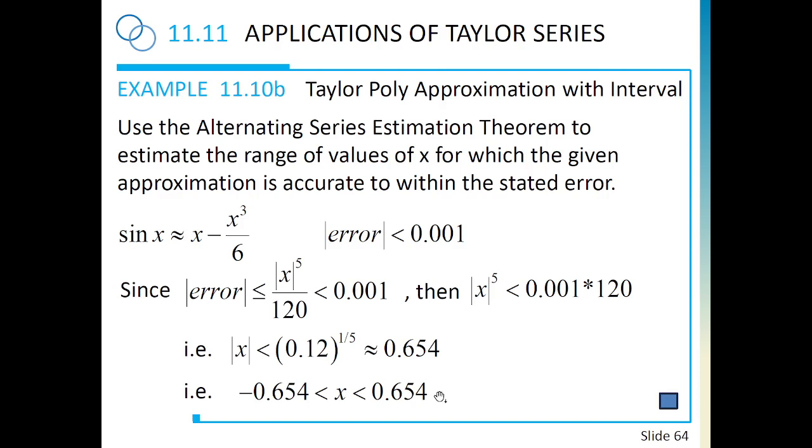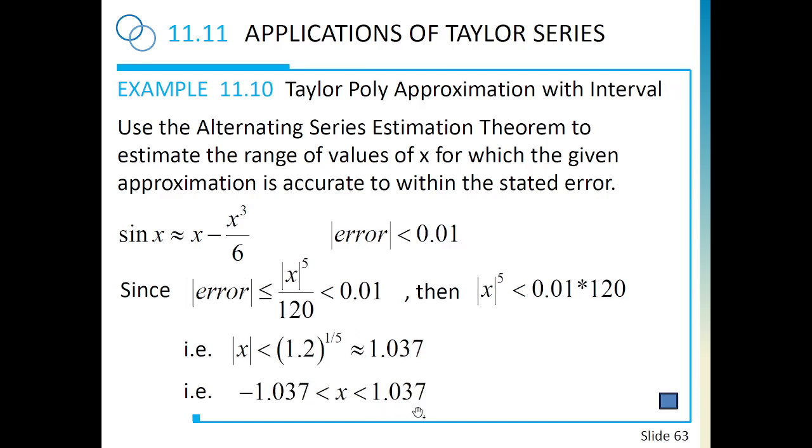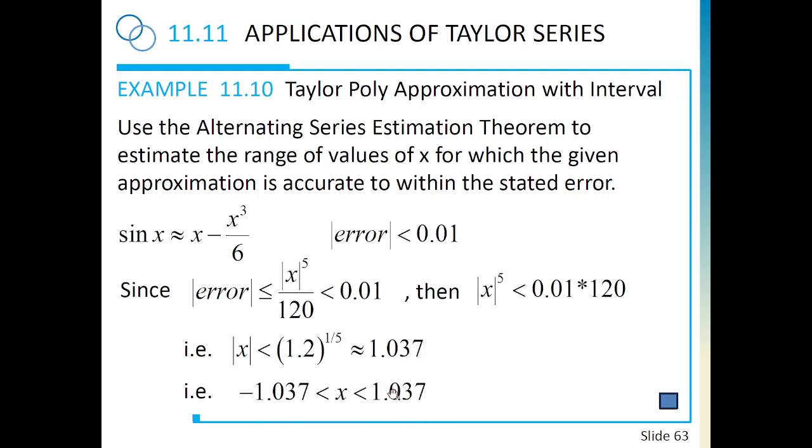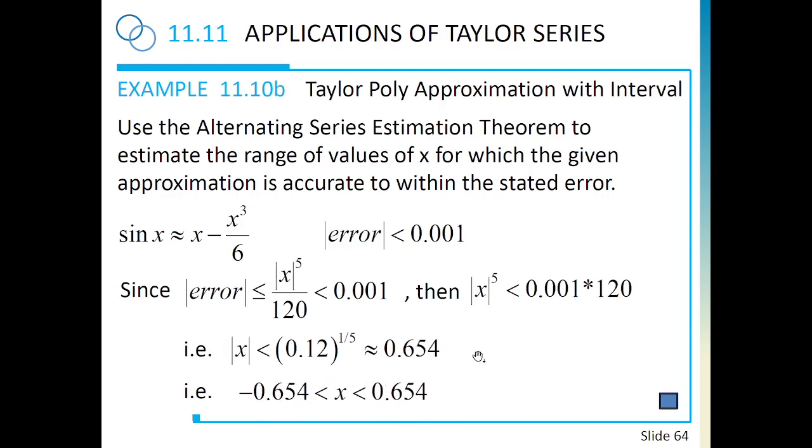So here is 1.037 for the error 0.01, but for the error 0.001, the interval is much smaller. It's 0.654, plus minus. So this interval is much smaller than the other one, but we have a better precision, right? So that's what we in general noticed with the Taylor polynomial approximations.